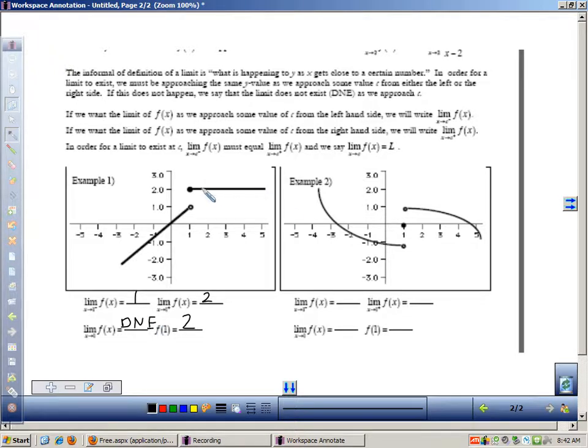As we come this way, we get closer and closer to 2. As we come this way, we get closer and closer to 1. So the limit does not exist. It has to be the same for the limit to exist. Now let's look at our next example.